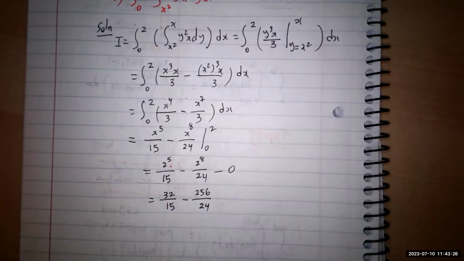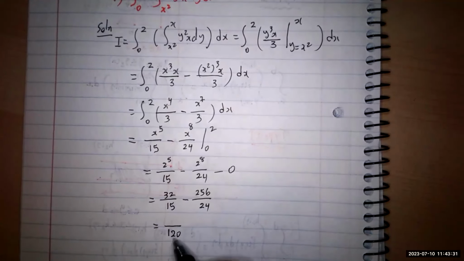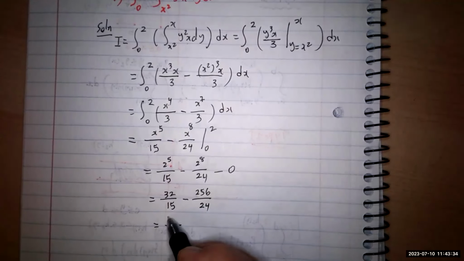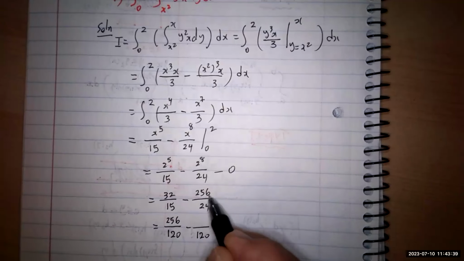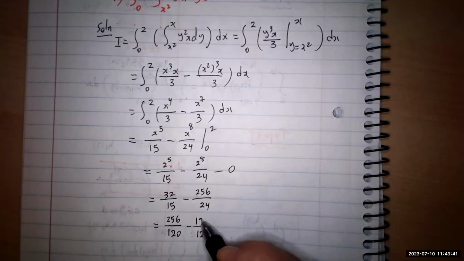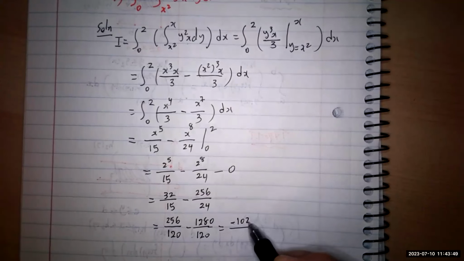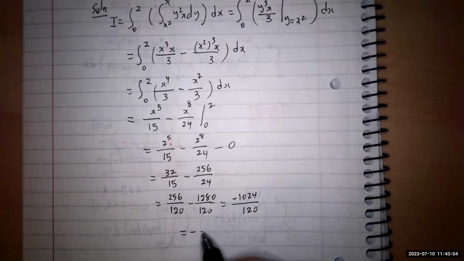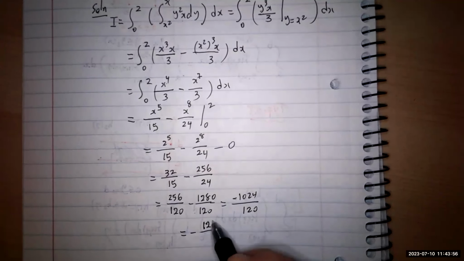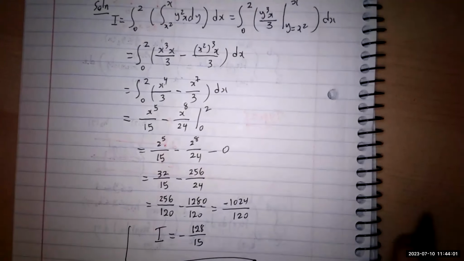Okay, common denominator to get the result. Common denominator of 120. You can use your calculator as well. So 120, that would be 256 times 5, 1,280. And the final answer would be negative 1024 over 120. You can simplify it, so that will be negative 128 over 15 as the final answer. Again, you can use your calculator if you like. So that gives you the final answer.